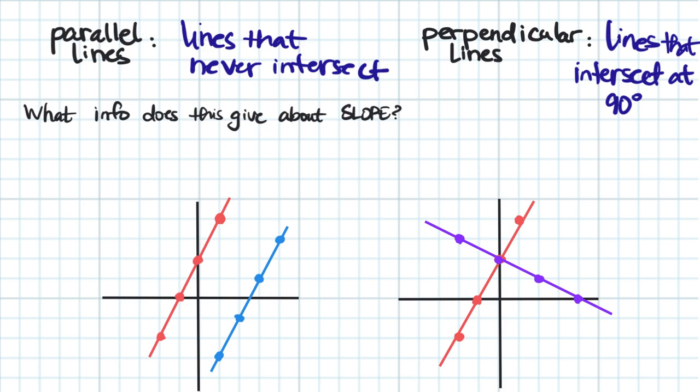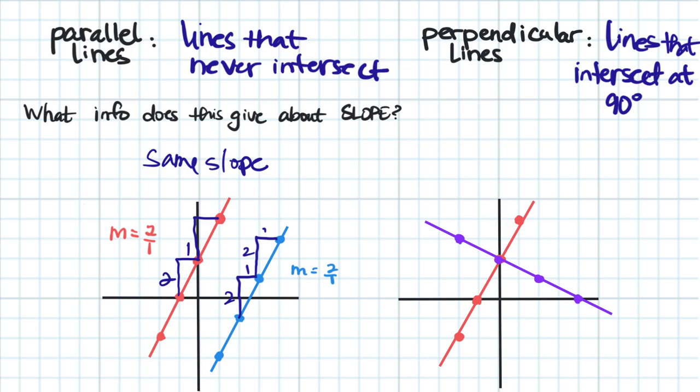So if you look at the graphs down here, I have a parallel set of lines and I have a perpendicular set of lines. Parallel lines, you can see that they have the same rise over run, up 2 over 1 in this case. But if they're never going to intersect, they have to run with the same slope. So parallel lines are always going to have the same slope.